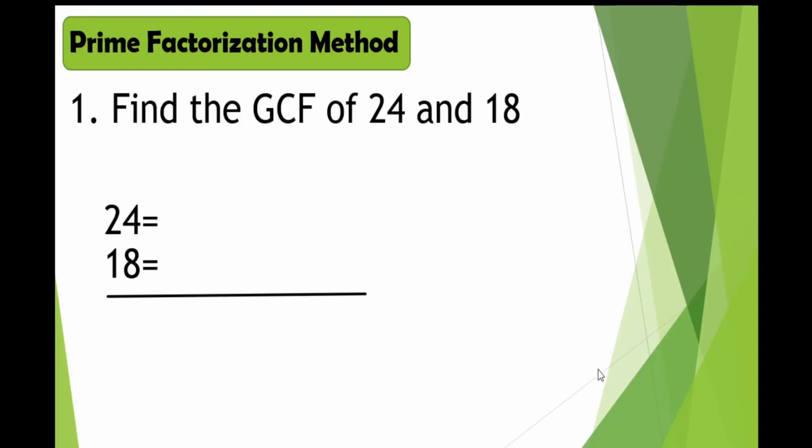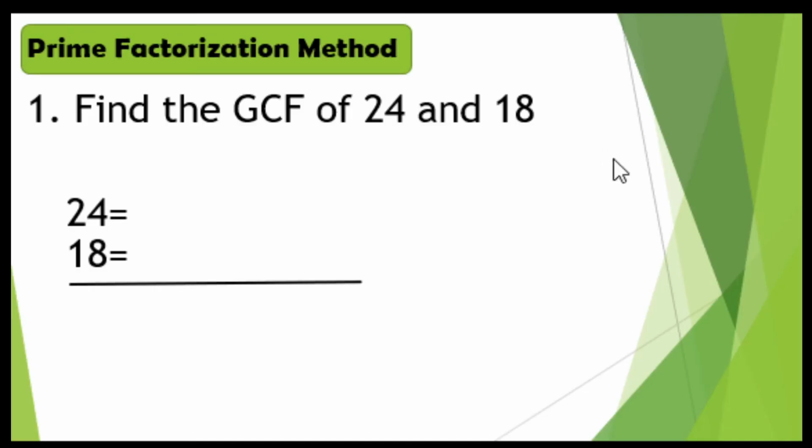Another example of prime factorization method. Let's try to find the GCF of 24 and 18. How will you get the prime factors of 24 or the factors of 24? You can use the 3 method. You can write it here, 24. And then think of 2 numbers that will get a product of 24. Let's have 3 times 8.